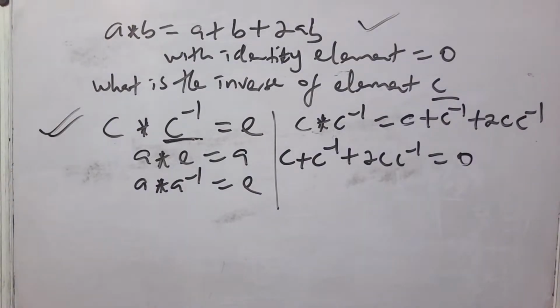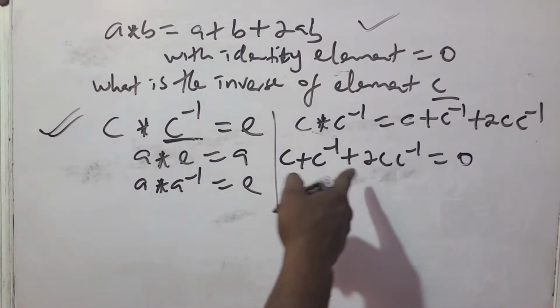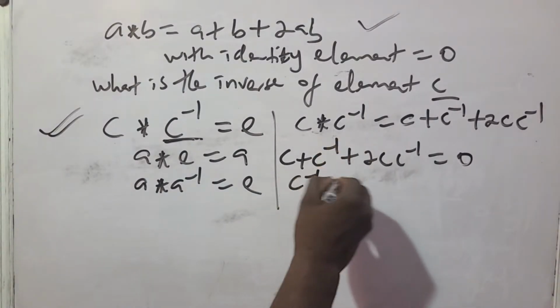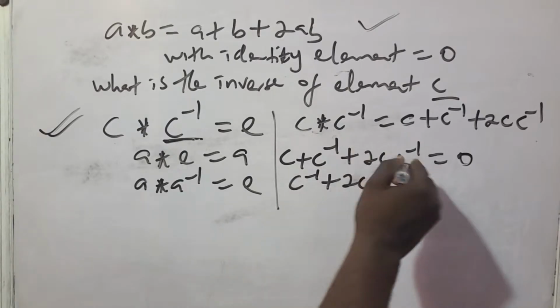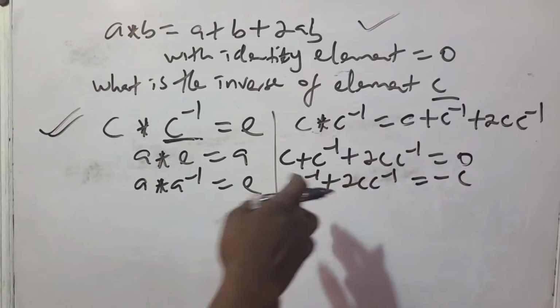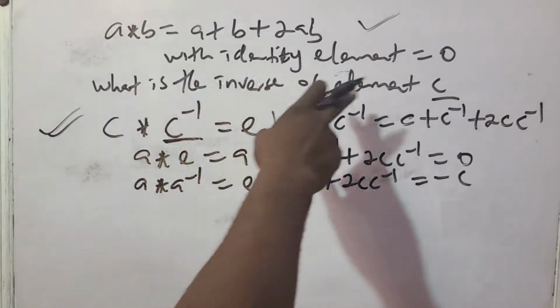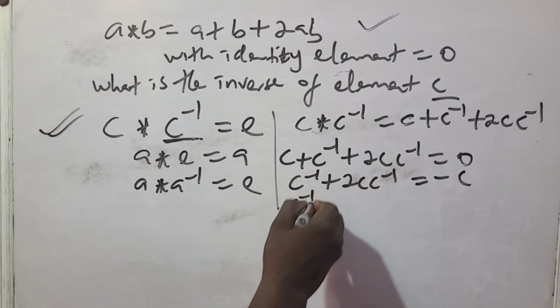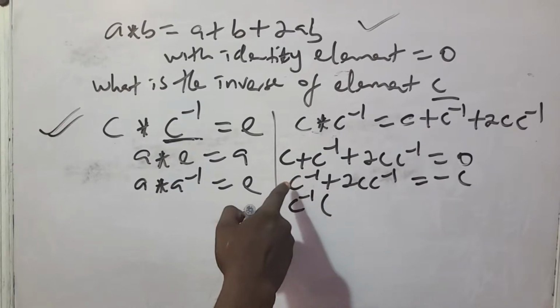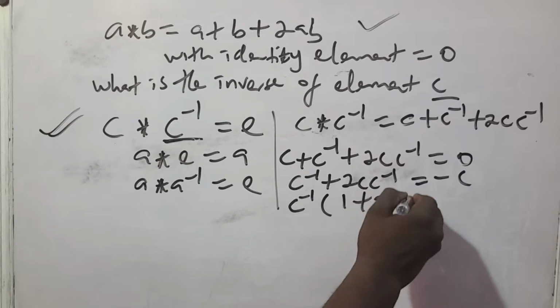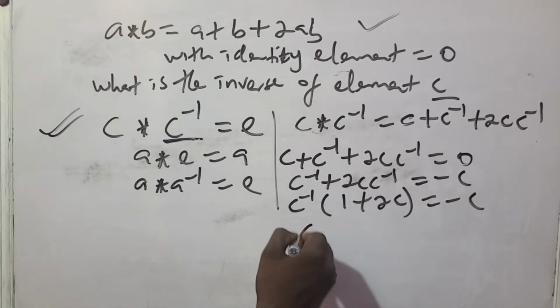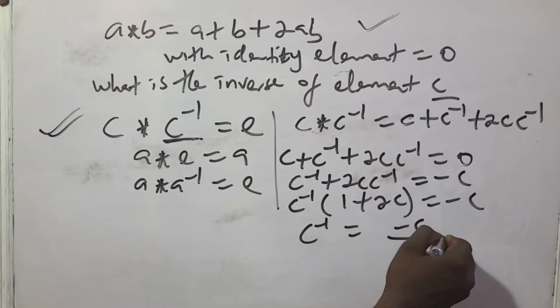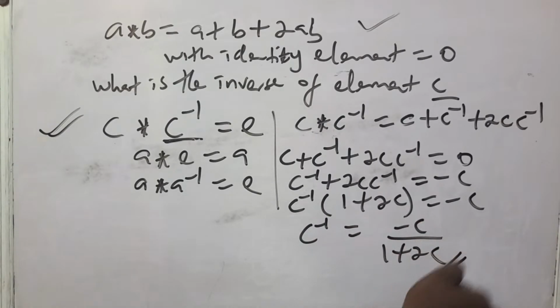Looking at what we have here, of course, we can decide to factorize. Let's bring C inverse to this side, and let's have this as minus C. So don't forget, our question is for us to find the inverse of element C. So it's C inverse we are interested in. So you want to factorize C inverse. So that will be 1 plus 2C equals minus C. Of course, here we have C inverse will be equals to minus C over 1 plus 2C. This is your inverse element.